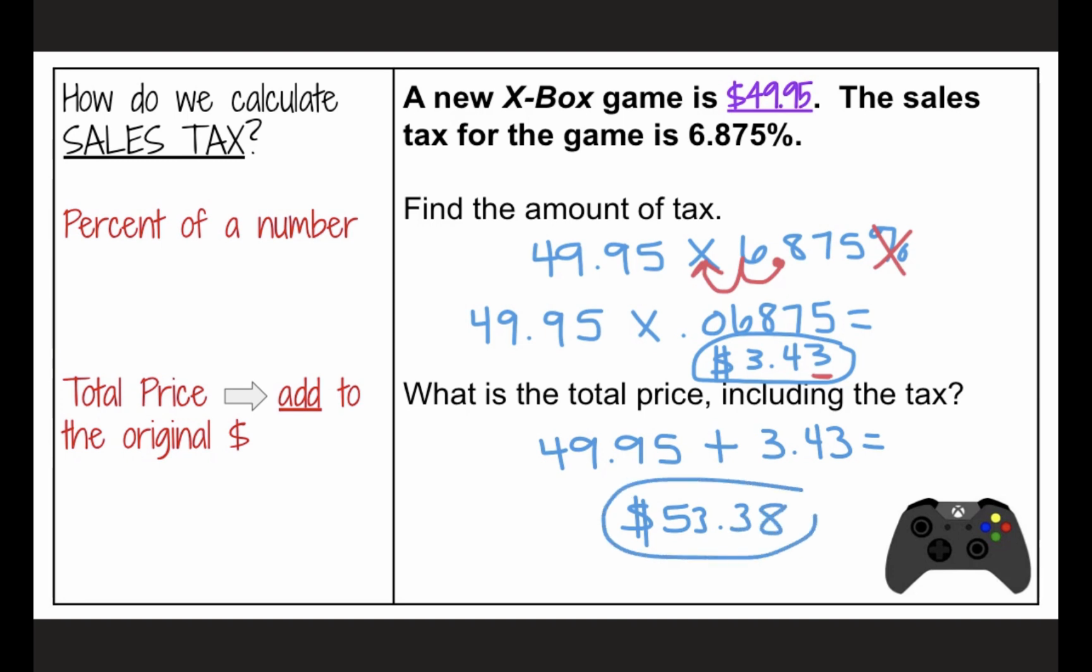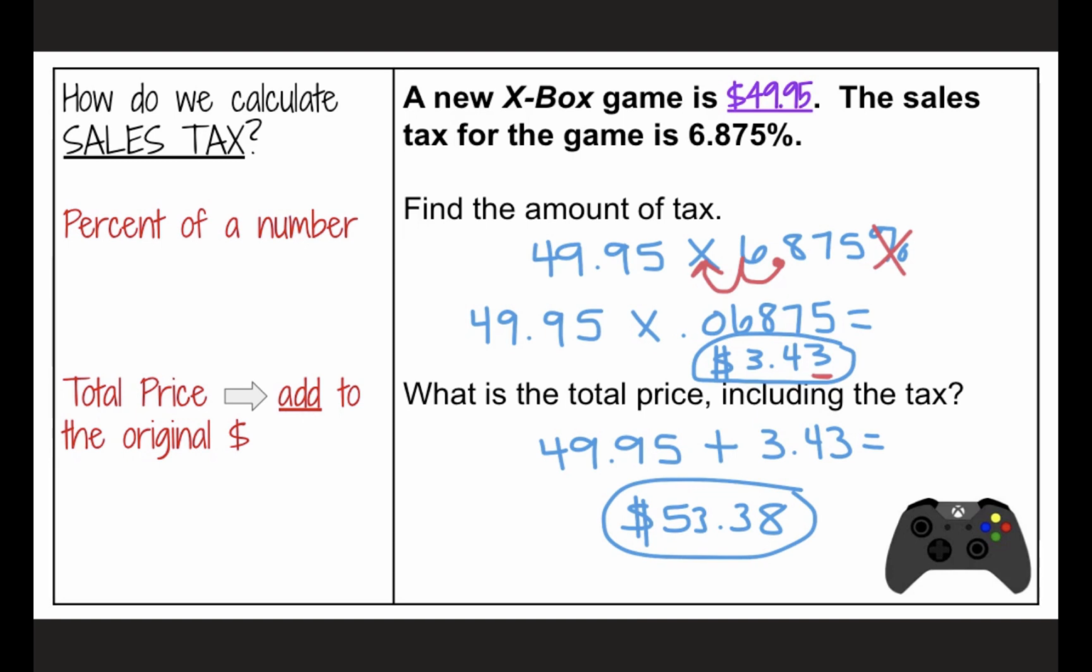$53.38. So notice that the price went up, right? It started at $49.95 and it went up to $53.38. And that's because we had to pay sales tax on this item. And sales tax is an additional amount. We add the sales tax on to the original cost.